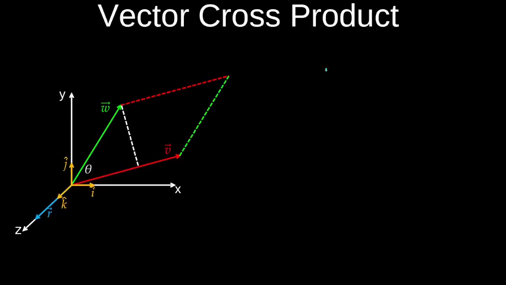The vector cross product between two vectors is another way of multiplying vectors which returns another vector, whereas the dot product returns a scalar. Now the magnitude of this vector is equal to the magnitude of v multiplied by the magnitude of the vertical component of w, which is the magnitude of w by sine theta, where theta is the angle between the vectors. And because it's a magnitude, we take the absolute value of sine theta.